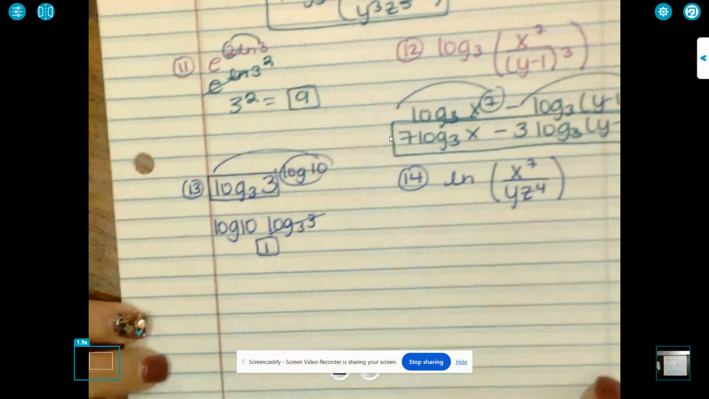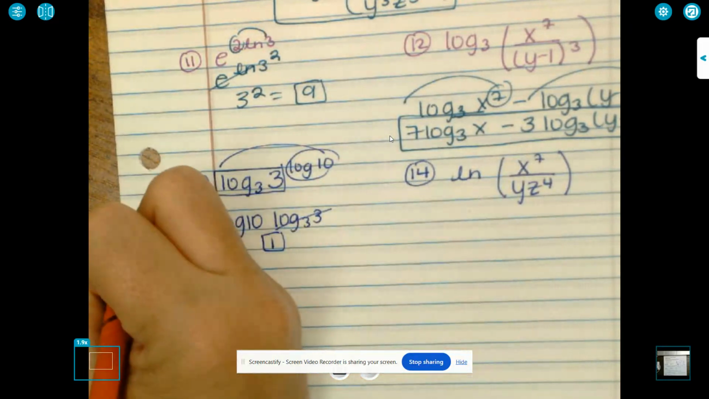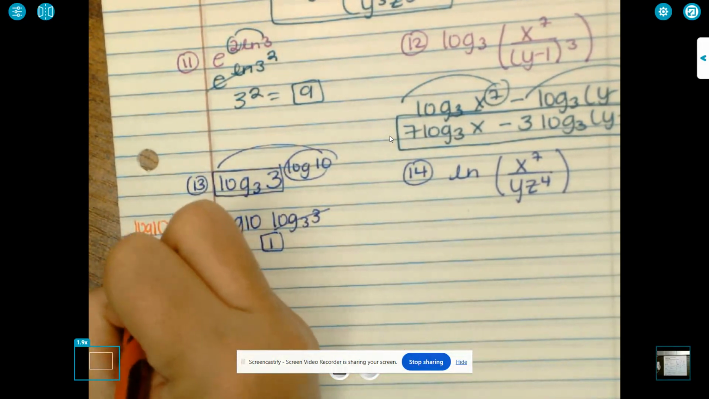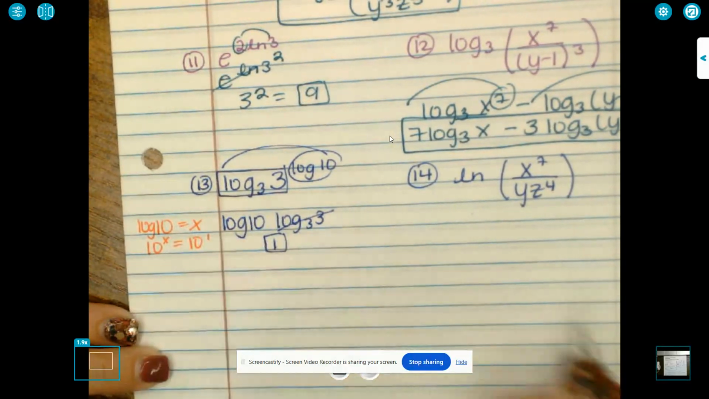And if you needed to see that, remember, if we were to have log base 10, or log 10, and we set that equal to x, remember, it would be 10 to the x equals 10, so x equals 1.